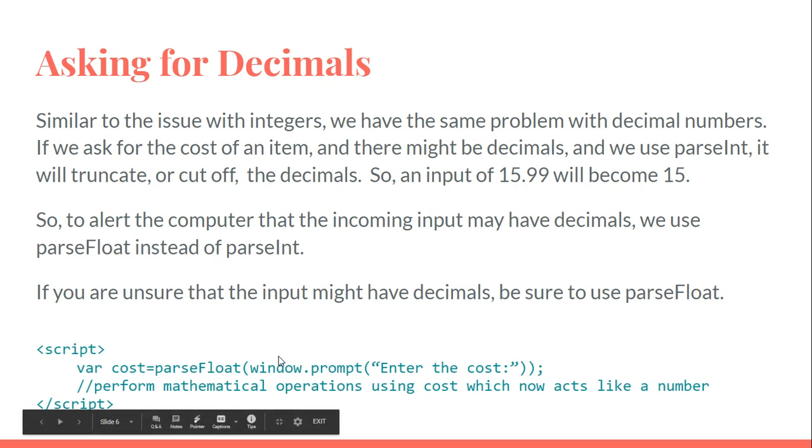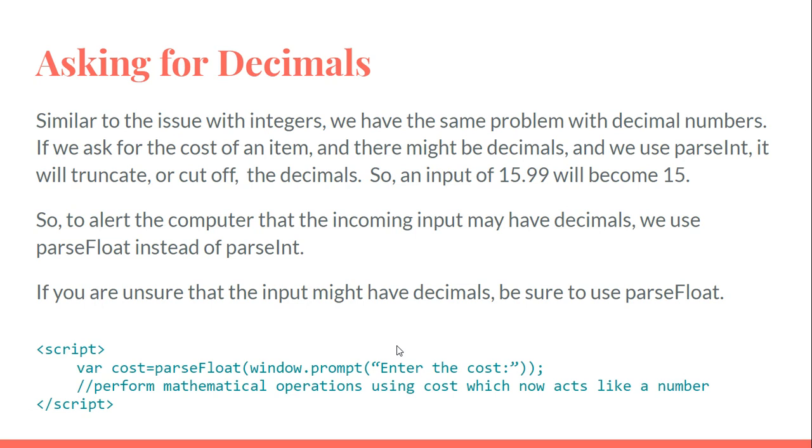And again, it's the same thing. I write my entire window.prompt and I push it inside of a parseFloat. I only have to do this when I'm asking a user for numbers on which I want to do mathematical operations. So parseInt and parseFloat only for numbers, not if I'm asking for their name or their phone number or their email.